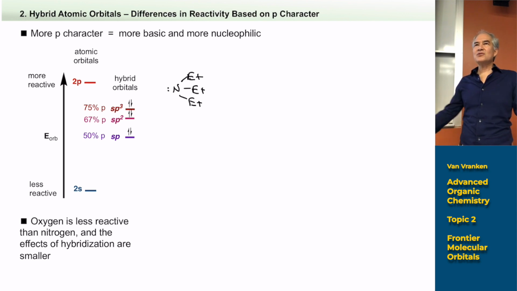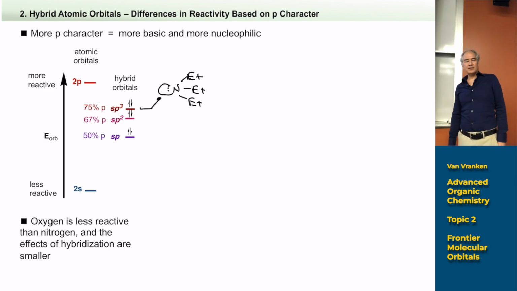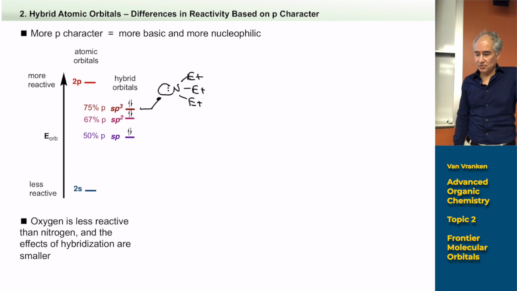Sodium hydroxide is not soluble in organic solvents. We use triethylamine as our favorite base in organic chemistry. It's soluble, and that lone pair sticking off of triethylamine is sp3 hybridized. So that lone pair is sp3, 75% p character on that nitrogen atom.